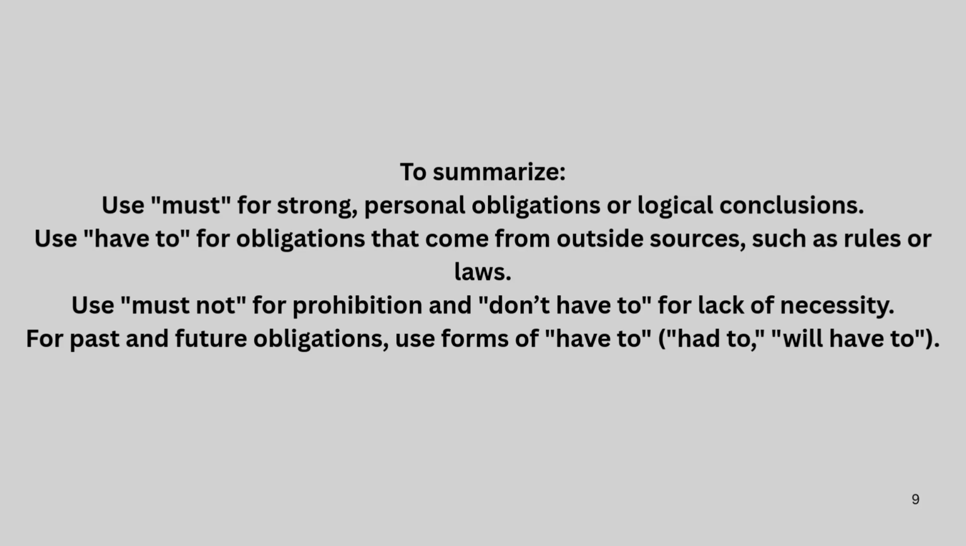To summarize, use must for strong personal obligations or logical conclusions. Use have to for obligations that come from outside sources, such as rules or laws. Use must not for prohibition, and don't have to for lack of necessity. For past and future obligations, use forms of have to: had to, and will have to.